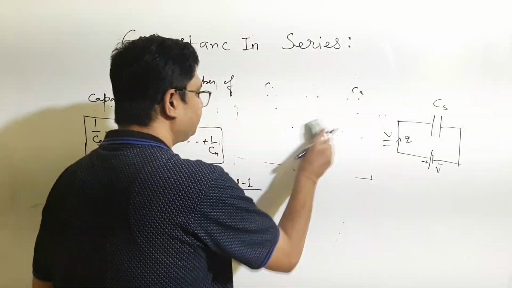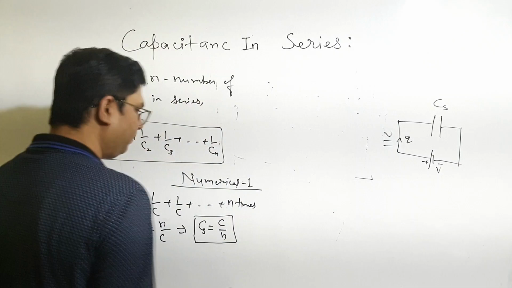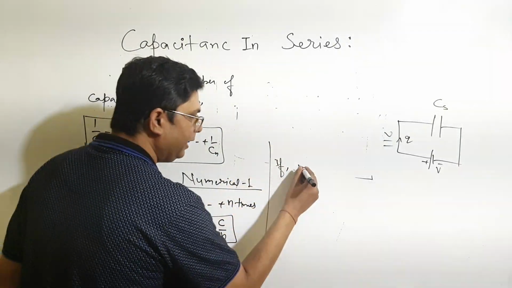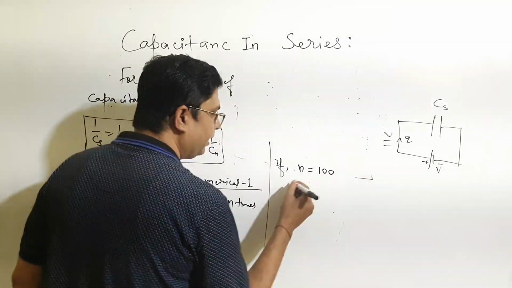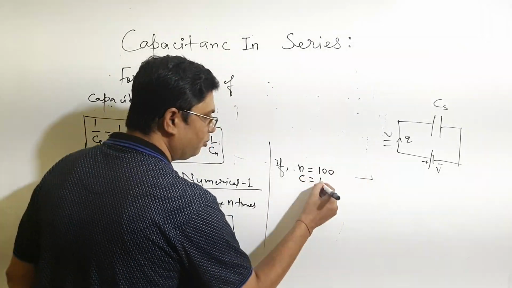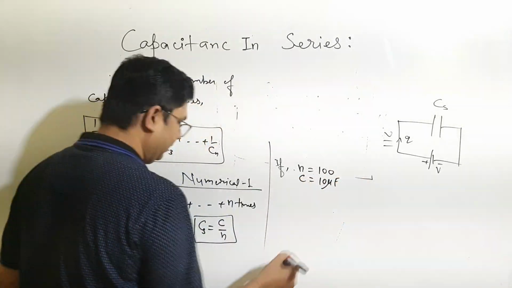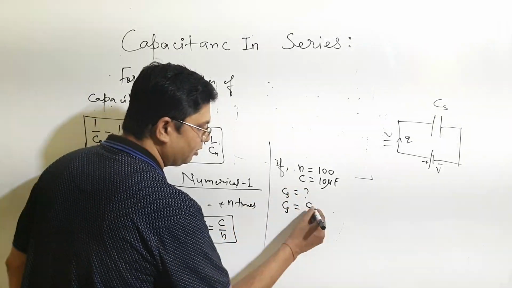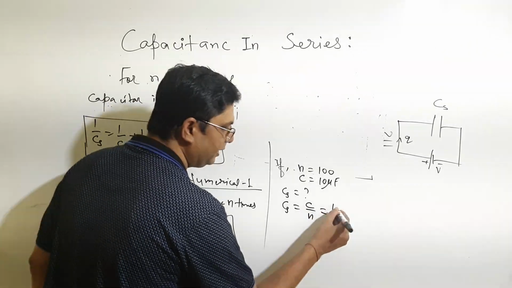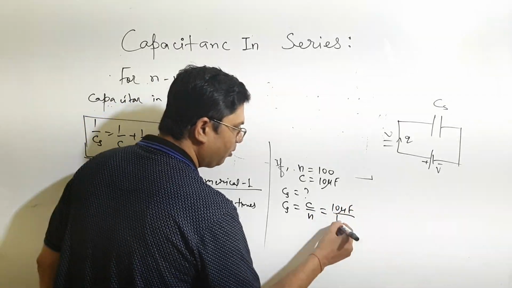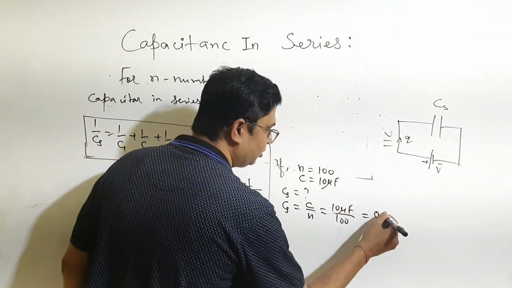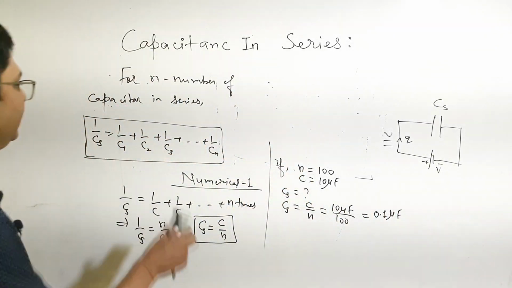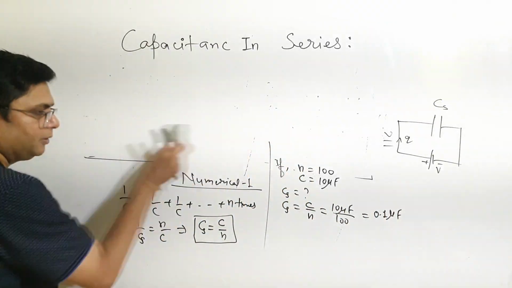In this numerical, if n is equal to 100 and C equals 10 microfarad, then what is the value of CS? So CS is equal to C by n. Put the value of C, 10 microfarad, upon 100. So this equals 0.1 microfarad. This is the equivalent capacitance in series.